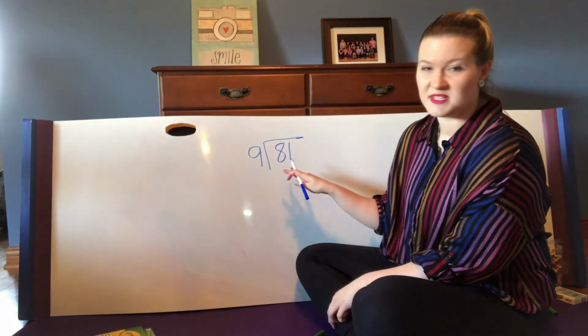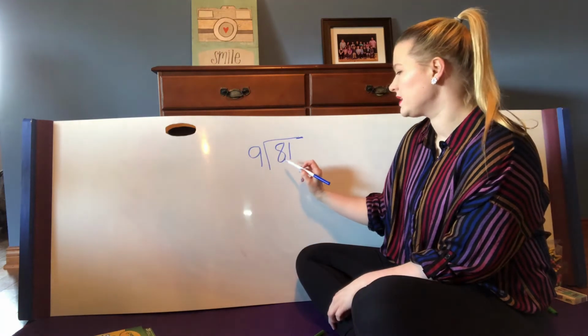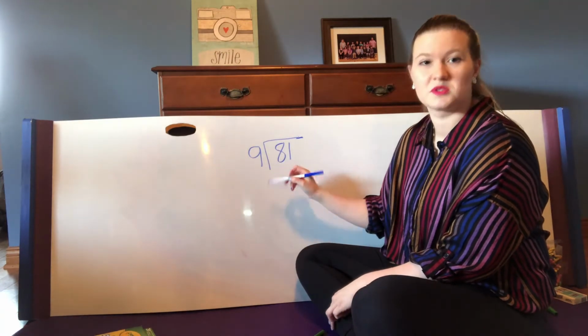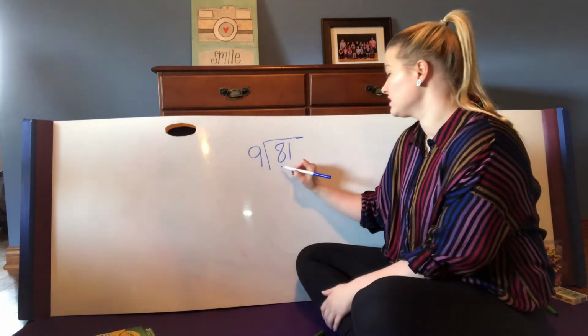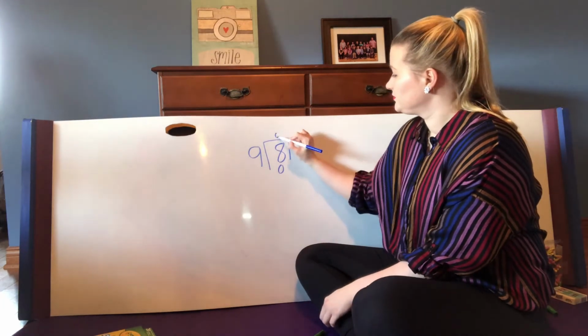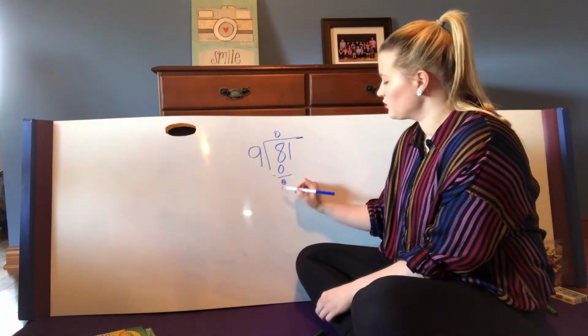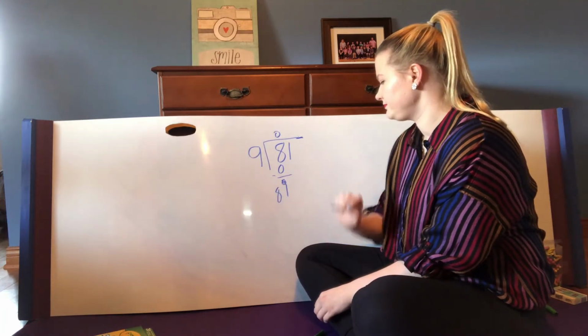So we have the same example here. We know that we can't break that 8 up into 9 groups. There's just not enough pieces. So our first D for divide ends up being a 0. We subtract it, and we're still left with 81.